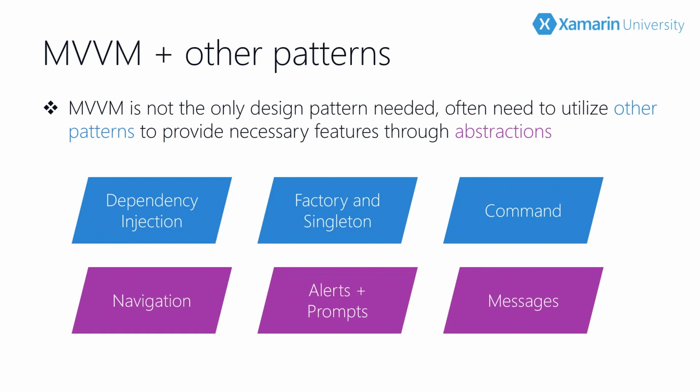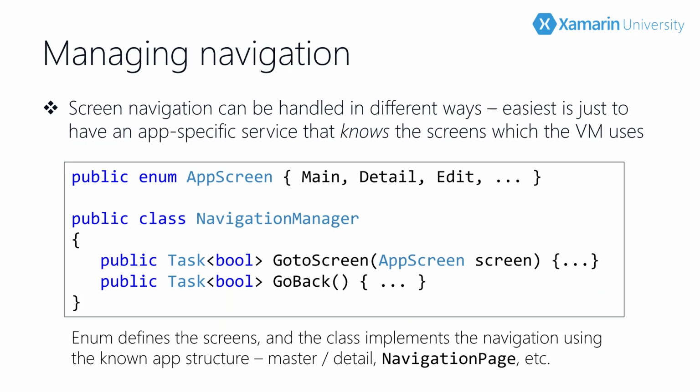Also, MVVM is an architectural style, so it doesn't really mandate how to implement common features in your application. So you're going to find that you need to abstract out features like navigation and UI prompts and message passing to connect components together in a loosely coupled fashion to use them in your view models. Making those features accessible to your view models is where we often use factories and singletons and dependency injection patterns. Let's take a look at a couple of examples.